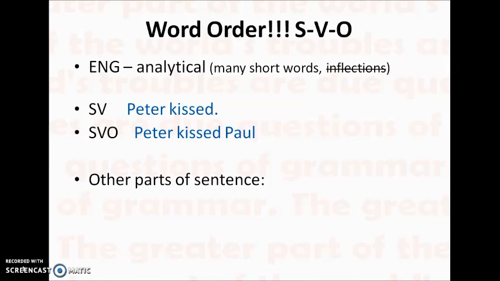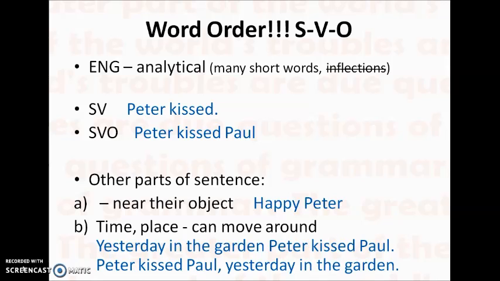Now, if there are other words in the sentence, the characteristics of nouns are placed near them, usually before them, like Happy Peter kissed Paul, and time, place, and reason can usually stand either at the beginning or at the end of the sentence without changing its meaning. For example, yesterday in the garden, Peter kissed Paul is just as correct as Peter kissed Paul yesterday in the garden.